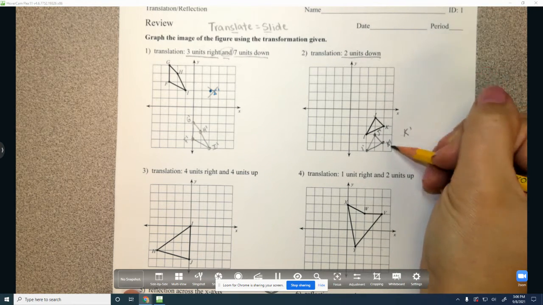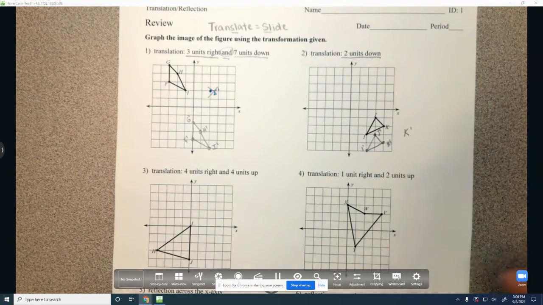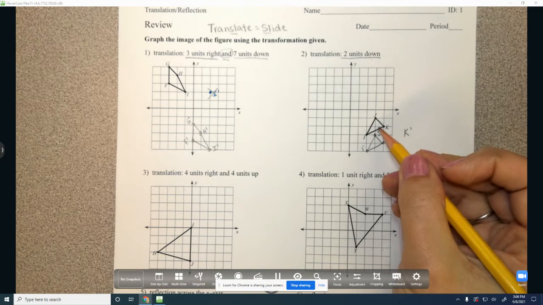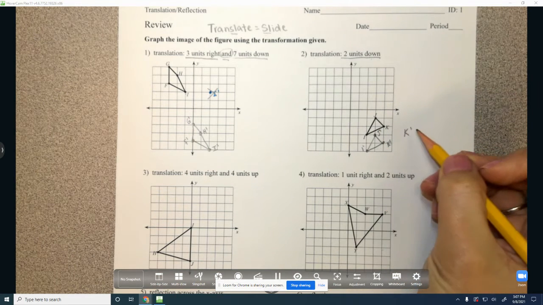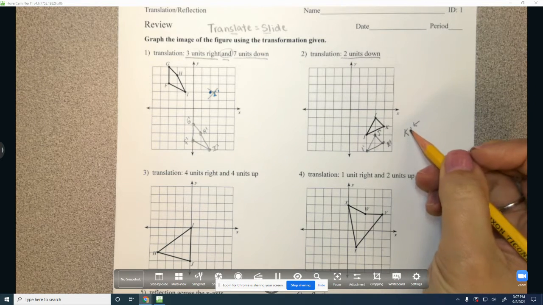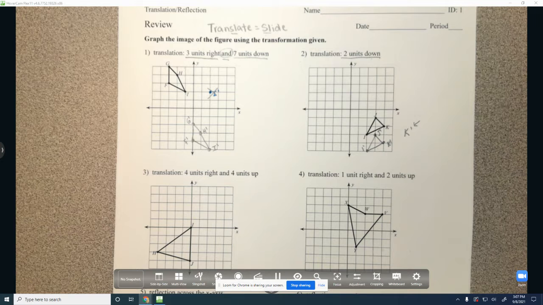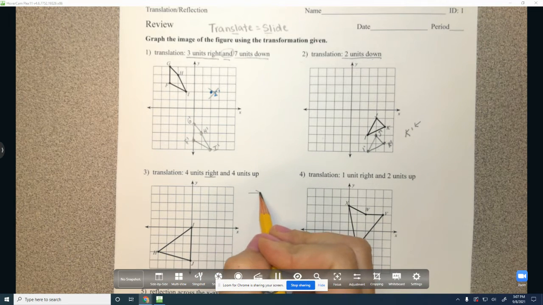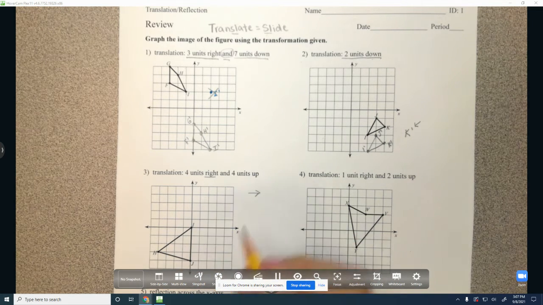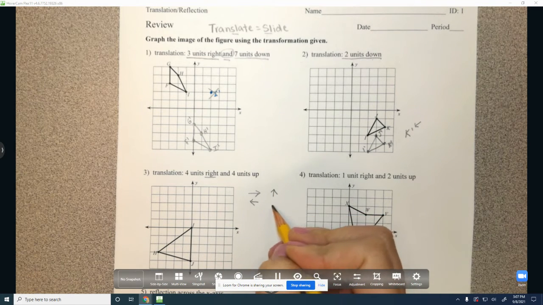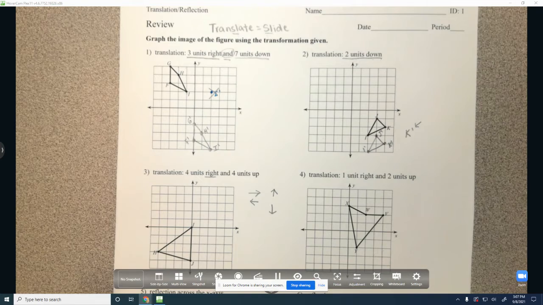And make sure you label all your points like this. K is no longer K, it's K prime. So if we just showed somebody this part right here, they would know this was our original image and this was our translation, because that prime, that apostrophe, in math it's a prime, tells us that it moved. So those are translations. Make sure when it says right, you're going to the right. When it says left, you're going to the left. Up is up, and down is down.